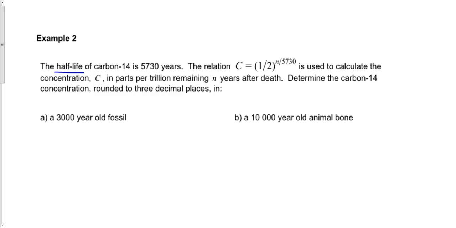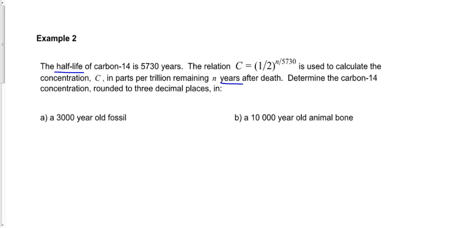So the equation says the relation C equals 1/2 to the exponent n divided by 5730 is used to calculate the concentration, C. C is the concentration, or the amount of carbon-14 in parts per trillion remaining n years after death. So years, that's our unit. Okay, so we want to determine the amount of carbon-14, rounded to 3 decimal places, in A, a 3,000-year-old fossil, and B, a 10,000-year-old animal bone.